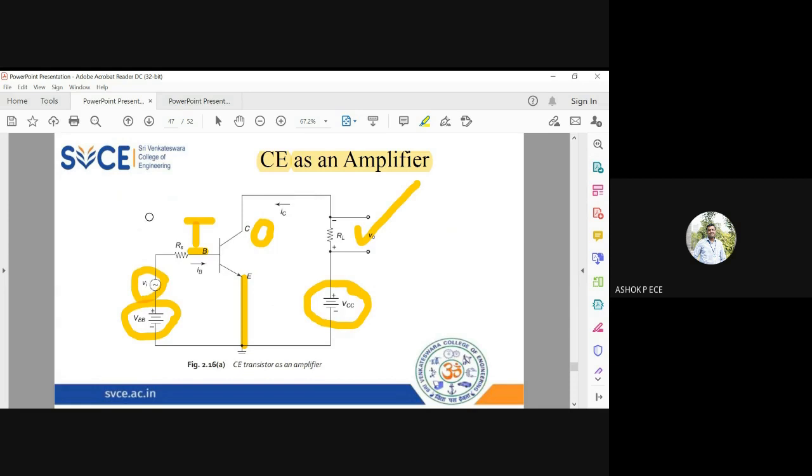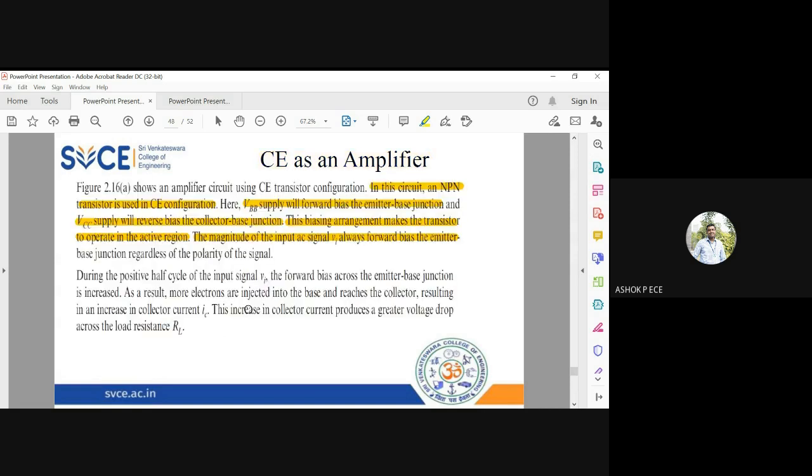VI, you see, is given inside the box. You are having a sine wave, which means that the input is going to be a sine wave, an AC signal. The magnitude of input signal will always forward bias the emitter junction. During the positive half cycle, the forward bias is very high. As a result, more electrons will be injected into the base, and base is very thin. It cannot accommodate more charge carriers, so very little recombination will take place in base, and the majority of the carriers will go to the collector, resulting in a very large collector current IC.